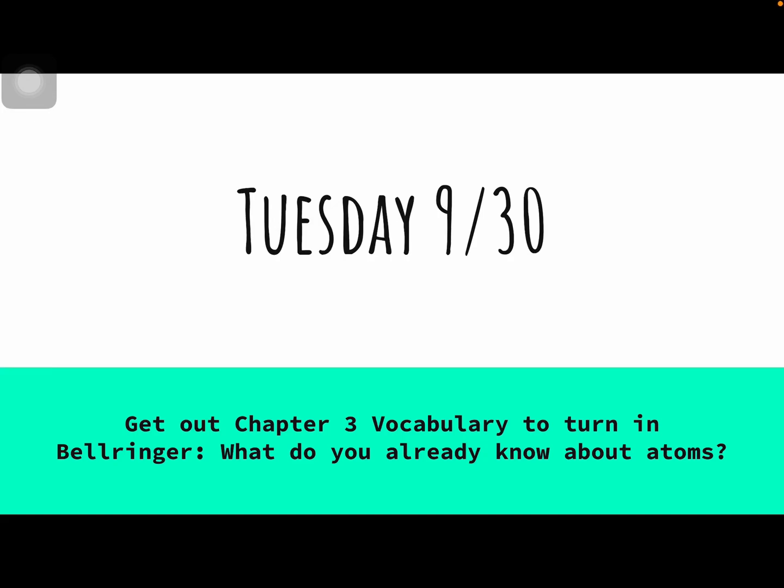All right, hi everybody. Today we're going to be covering 3.1, which is focusing on atoms, the different parts of an atom, and how we can tell them apart. We're also going to get into how we discovered the different parts of an atom.